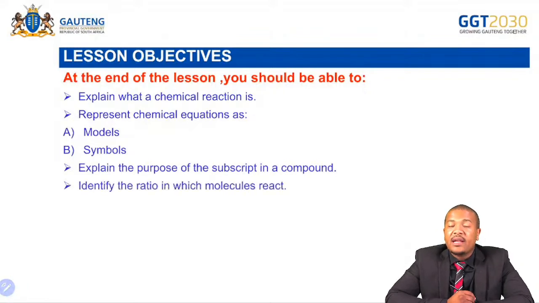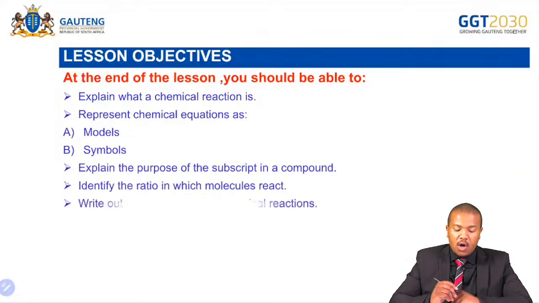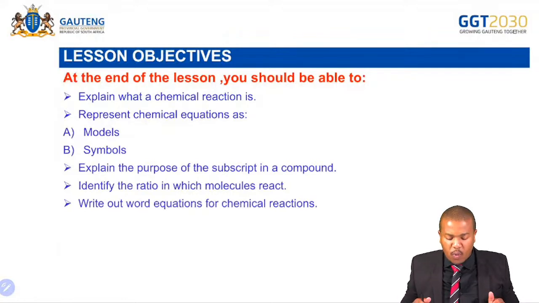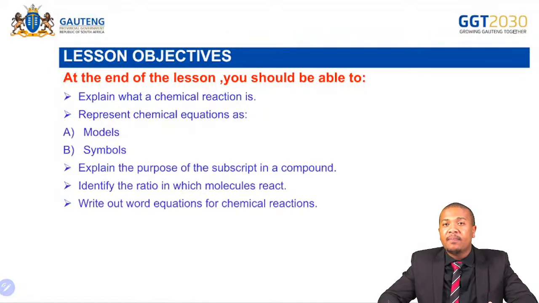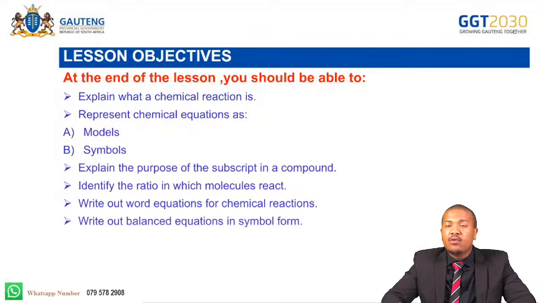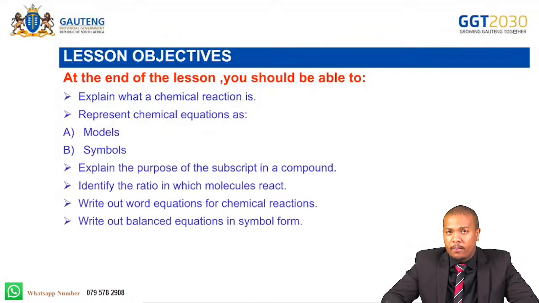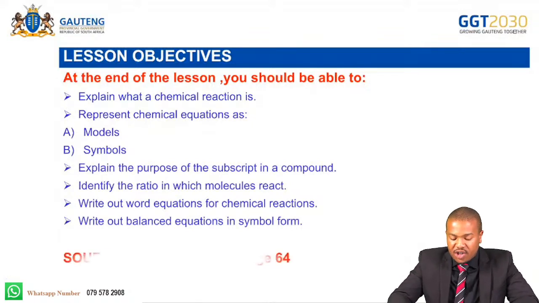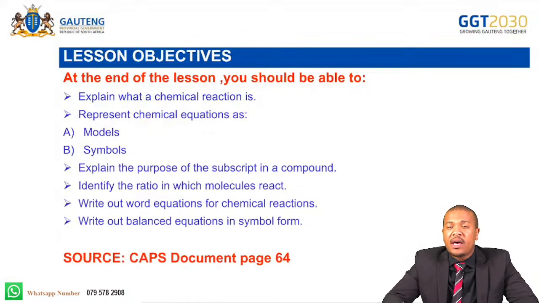Also, we should be in a position where we are able to identify the ratio in which molecules react. Also, we should be able to write out word equations for chemical reactions. Not only that, we should be able to write out balanced equations in symbol form. And all this information is found under the CAPS document on page 64.